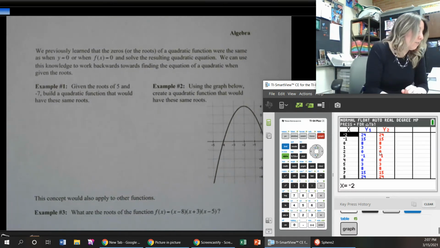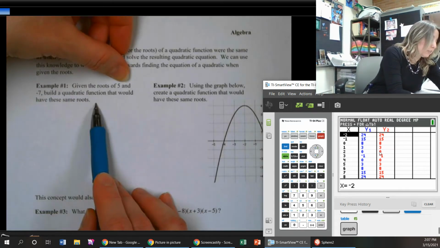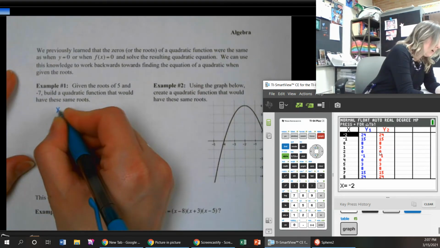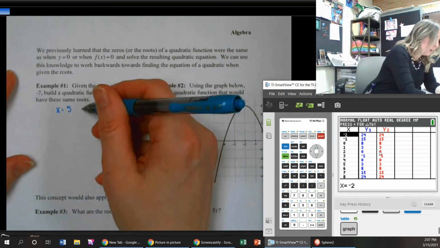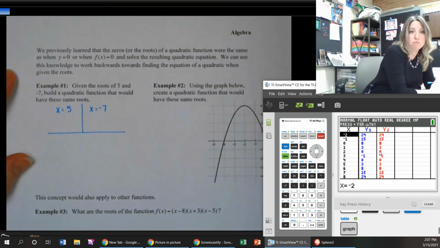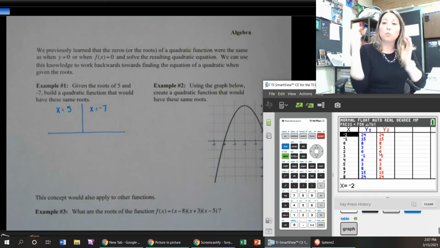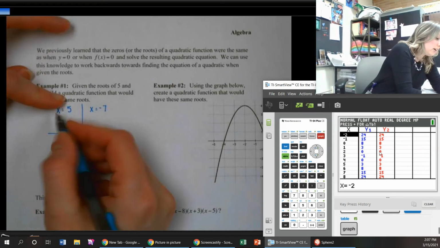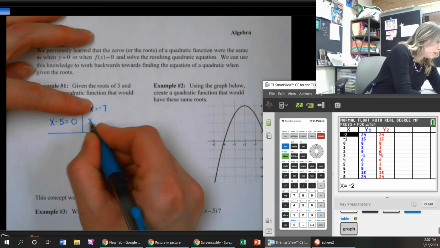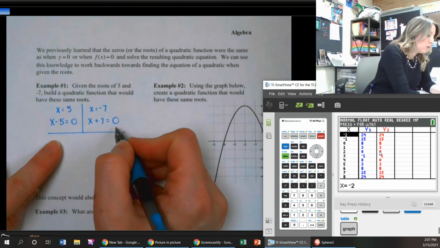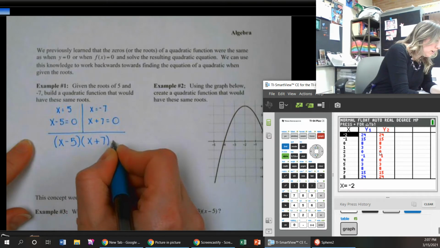In example number 1, given roots of positive 5 and negative 7, build a quadratic function that would have these same roots. So if I know that my x values are 5 and negative 7, and I want to build a quadratic function, let's t-chart backwards. What kind of equation does this come from? Get one side equal to 0. So subtract 5 over, you get x minus 5 equals 0. Add 7 over, you get x plus 7 equals 0. What two binomials would this have come from? Well, x minus 5 and x plus 7 equals 0.